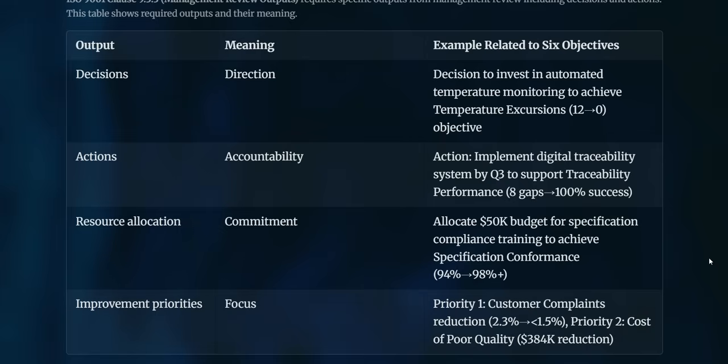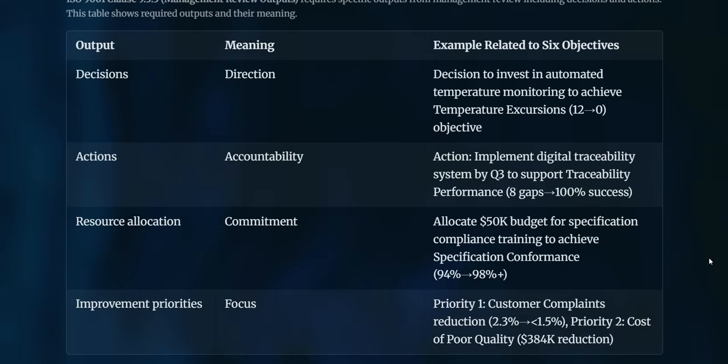The third output from our management review must include resource allocation, and that means there is commitment from the top. An example related to our objectives for resource allocation is to allocate a 50,000 USD budget for specifications compliance training to achieve specifications conformance, where we currently set the objective to improve from 94% to above 98% accuracy.